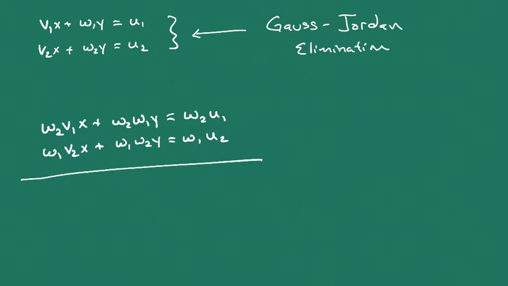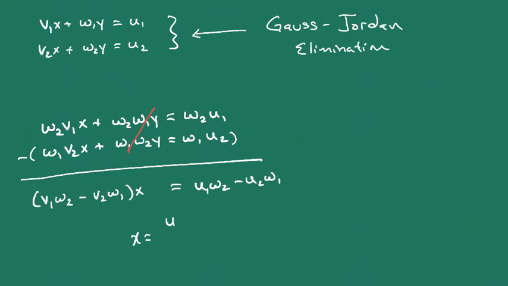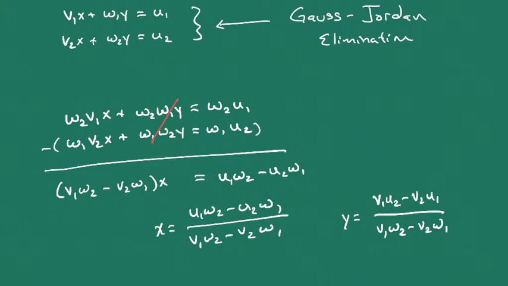Now we just subtract those two equations. When we do that, our y terms cancel out, and we are left with (v1w2 minus v2w1) times x equals u1w2 minus u2w1. This gives us the solution x equals (u1w2 minus u2w1) over (v1w2 minus v2w1). If we do the same thing for y, we find that y equals (v1u2 minus v2u1) over (v1w2 minus v2w1).